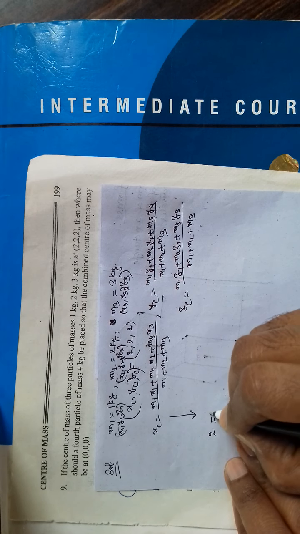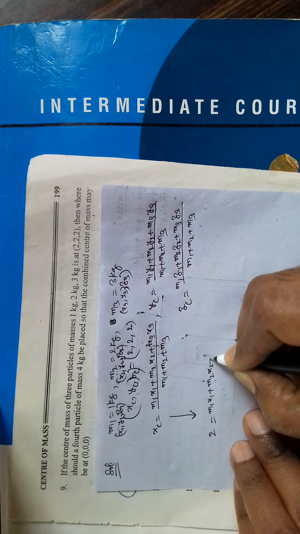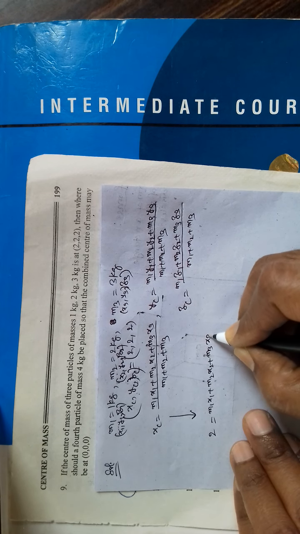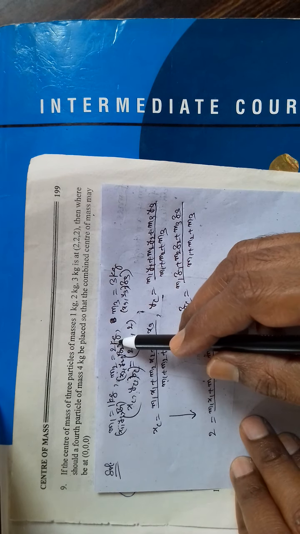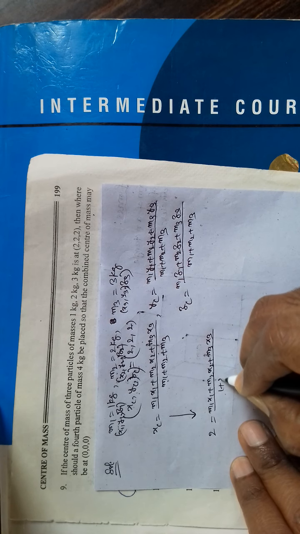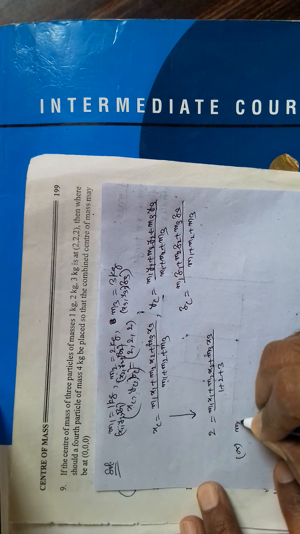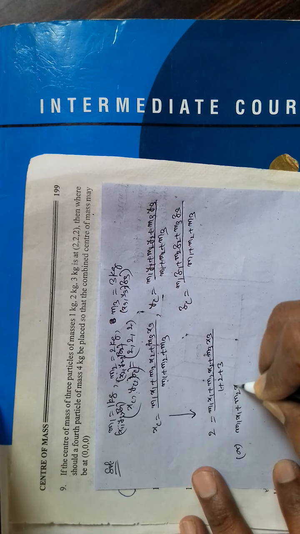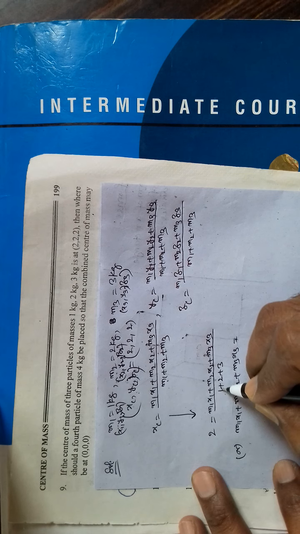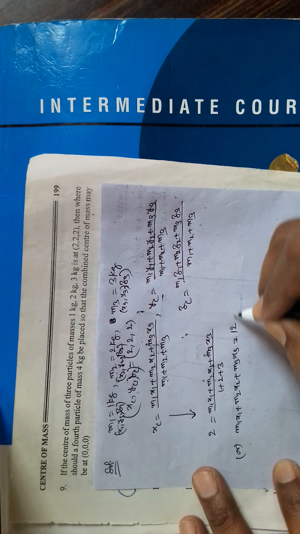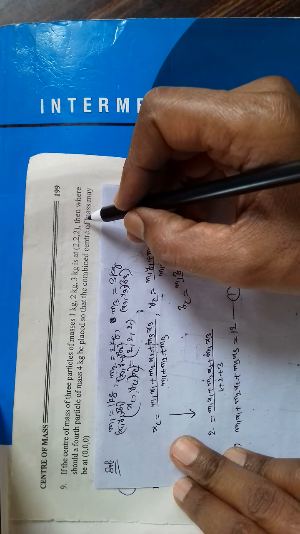m1 x1 plus m2 x2 plus m3 x3 divided by m1 plus m2 plus m3, 1 plus 2 plus 3. Or 5 plus 1, 6, 6 into 2, 12. So we got one equation. Now let us go to the next part.